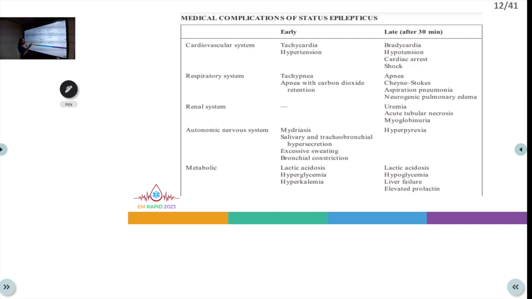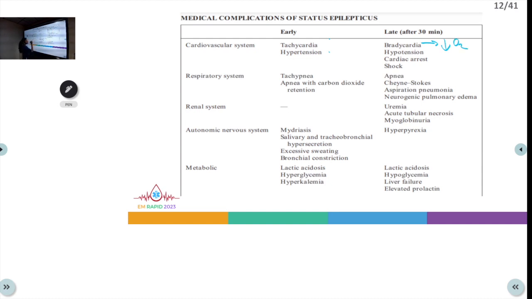What happens is, in the cardiovascular system, initially during seizure activity, there can be tachycardia, hypertension. But later on, there can be bradycardia, hypotension, cardiac arrest and all. So initially tachycardia, hypertension, which can progress to bradycardia, hypotension and all. Bradycardia might be mostly because of hypoxia.